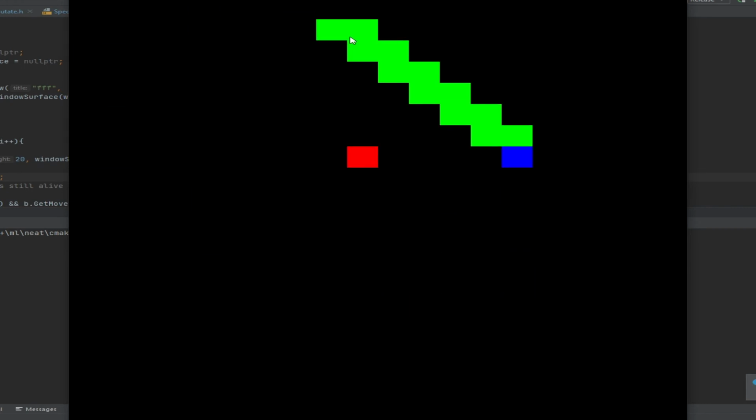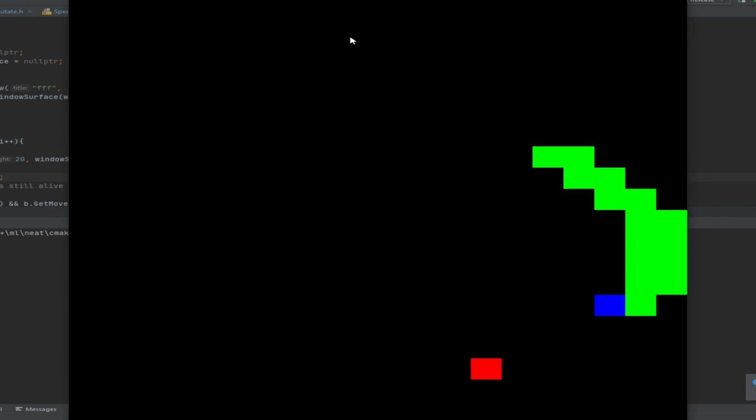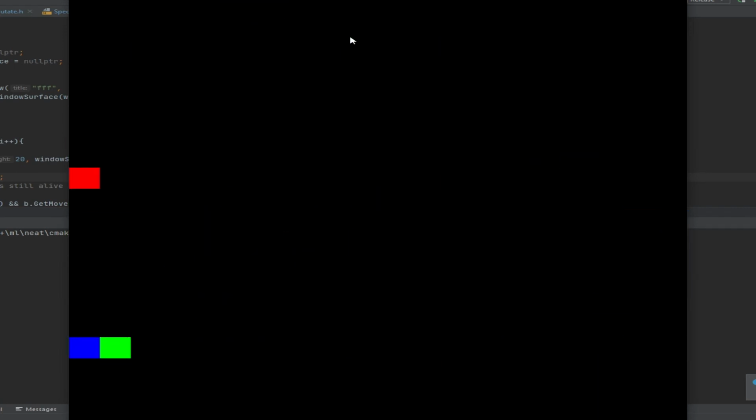So you could possibly add more range to this, but that would come at the cost of more inputs. If you use too many inputs, then it would take exponentially longer to train, and that would cause problems on its own. So yeah, that's it.